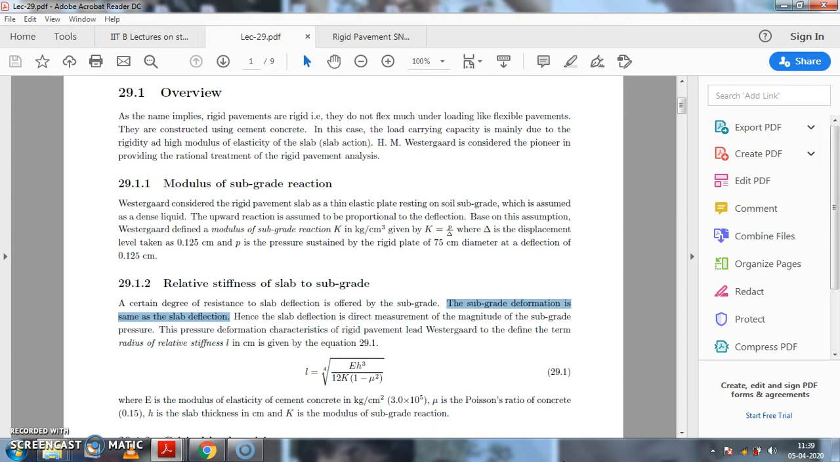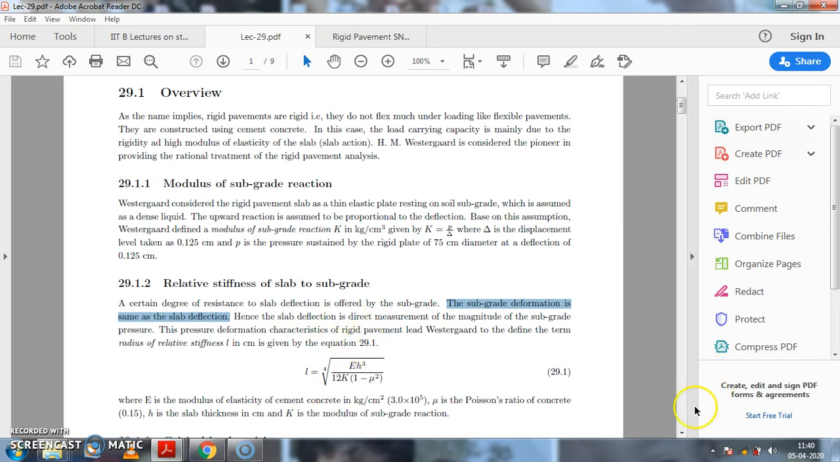But you can say that the subgrade is the bottommost part. So how will it be possible to understand the subgrade at first? So it is better if the slab is under a crack condition. It is better to understand that the subgrade is under deformation by viewing the slab itself. If the slab is under enough deflection, that means the subgrade is under deformation. So we can say that the slab deflection is a direct measurement of the magnitude of the subgrade pressure. Clear?